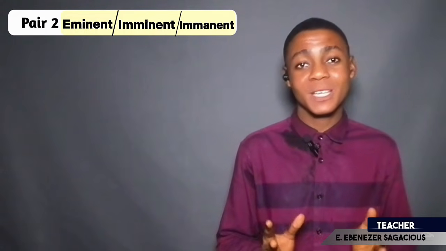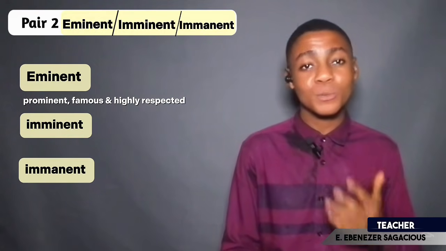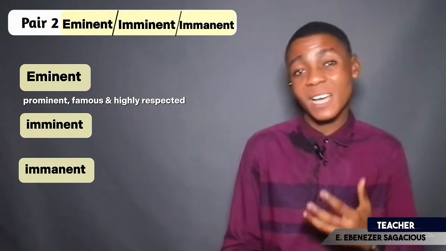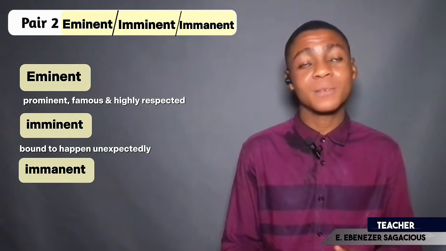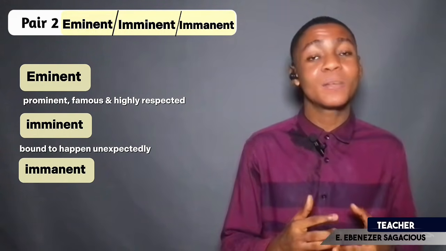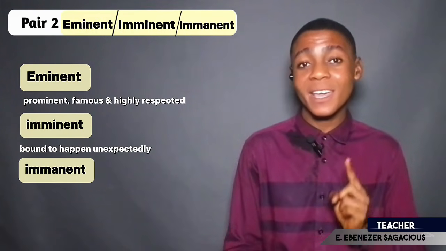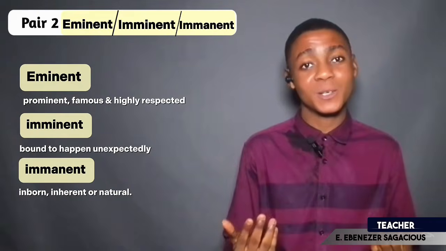To bring it all together, eminent is about being distinguished, prominent, highly respected, and famous. Imminent, with letter I, simply means something that is bound to happen unexpectedly or at any period of time, while immanent, with letter A, simply means inborn or natural.